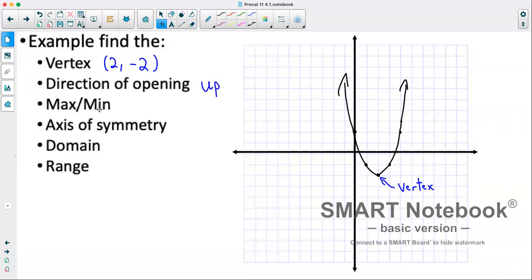Now, the maximum or minimum value comes from our vertex. So in this case, our vertex is the lowest point on our graph, so it's going to be a minimum value. And that value would be the y value of our vertex of -2. Our axis of symmetry, like I mentioned before, is a line that goes through the center of our graph and has the equation x is equal to the x value of a vertex, so x equals 2.